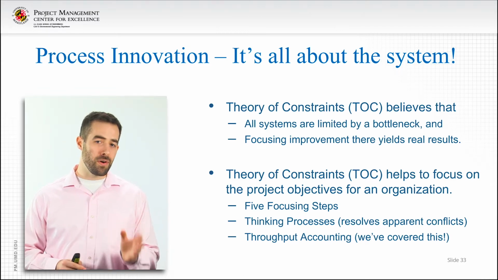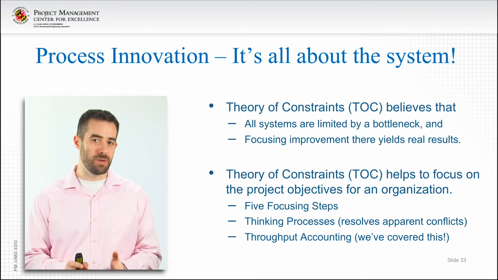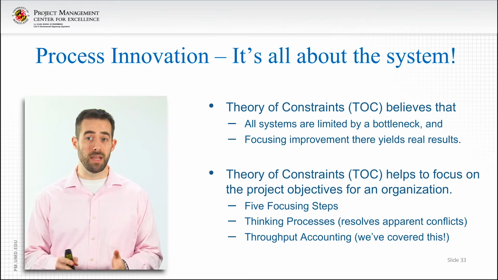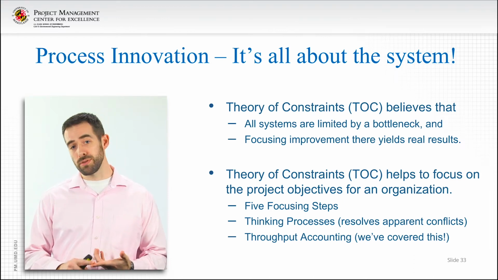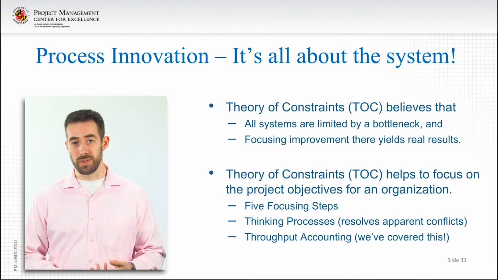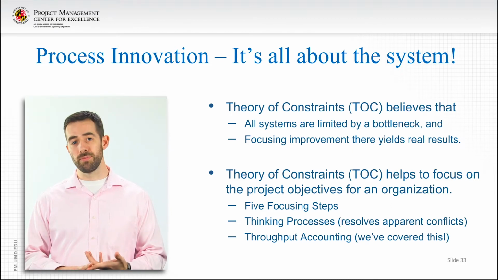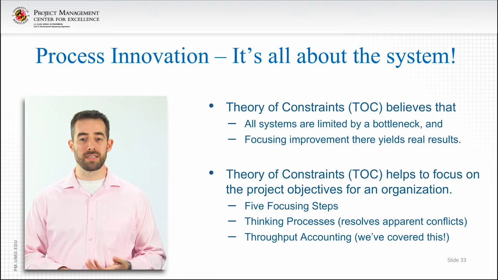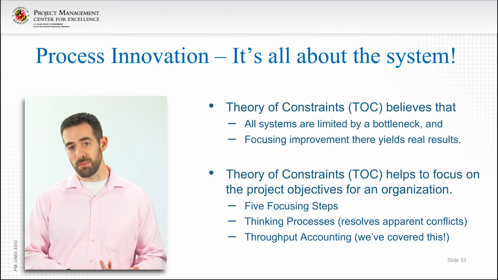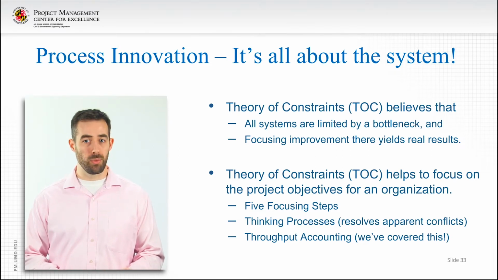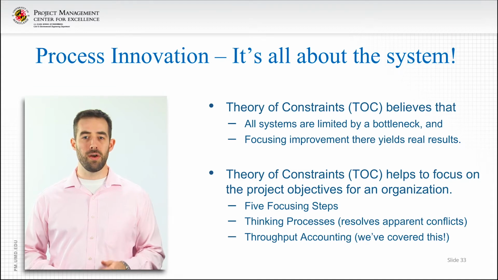This helps us to focus and to know where to put our attention when it comes to improving any process and innovating on it. We have to use what's called the 5 focusing steps, which is our process of ongoing improvement, and we'll talk about that in the next slide. But we also need to use the thinking processes and throughput accounting. We've already covered throughput accounting, so you've got 1 out of 3 so far.